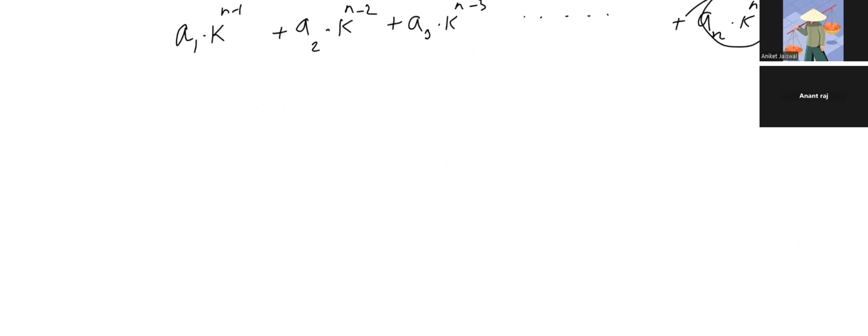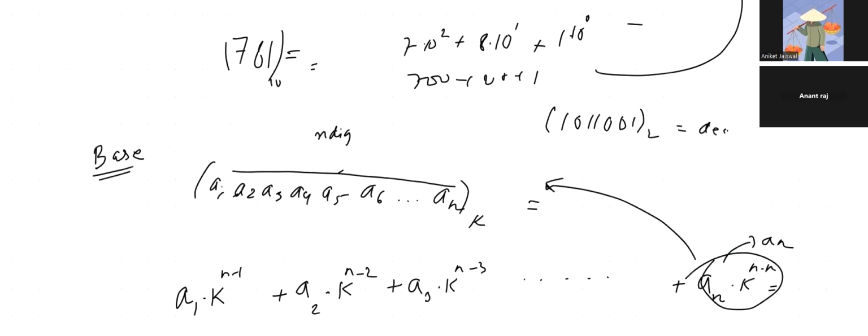Now if we convert 10110001 in base 2, let's see. It has 1, 2, 3, 4, 5, 6, 7 digits. So we write n is 7 here. We write 1 into 2 power 7 minus 1, which is 1 into 2 power 6, plus 0 into 2 power 5, plus 1 into 2 power 4, plus 1 into 2 power 3.